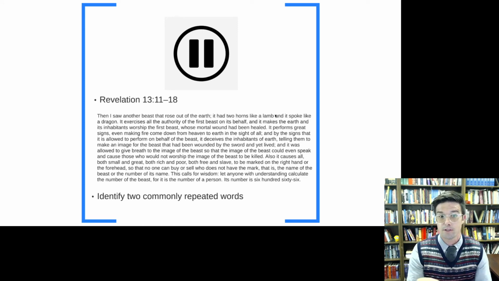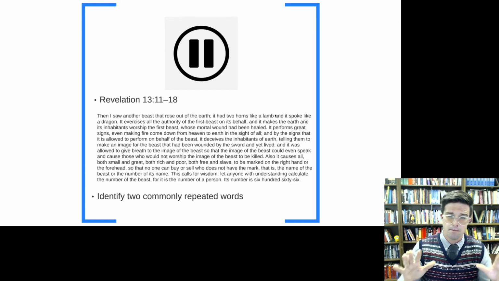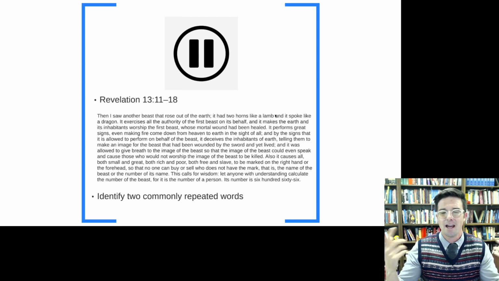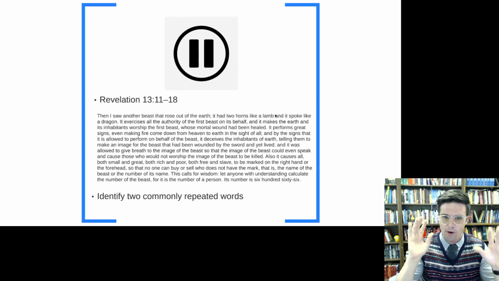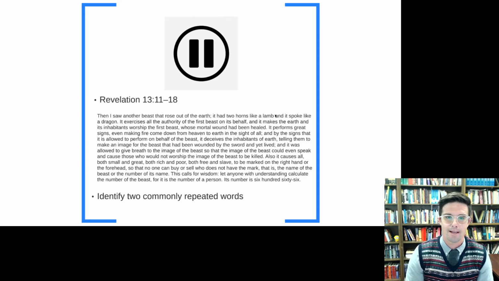If you were doing this with a physical text, you could be outlining or underlining or circling, but in this case, one is going to pop out to you right away, and then some others will be more on the periphery. There's one word that is particularly repeated and others that are repeated a handful of times. So go ahead and pause right here. This should take you just a handful of minutes: identify two commonly repeated words in the passage.